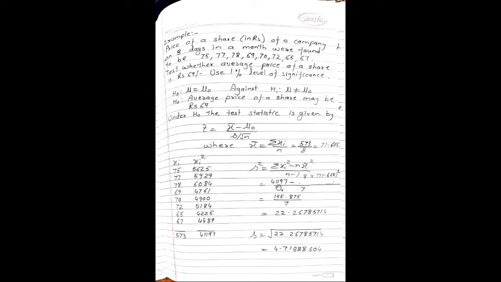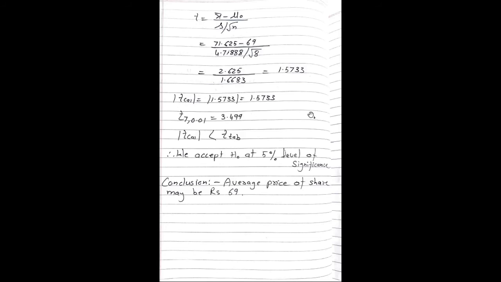So s square is equal to summation xi square minus n into x bar square upon n minus 1, which is equal to 41197 minus 8 into 71.625 square upon 7. So the value becomes 155.875 upon 7. So s square value is 22.26785714. We need the value of s. So s can be considered as square root of 22.26785714. So the answer is 4.71888.